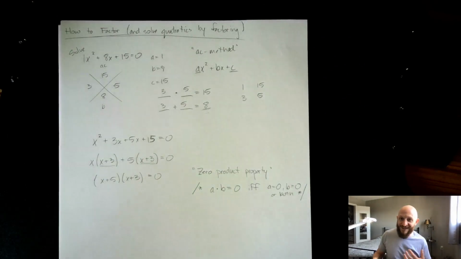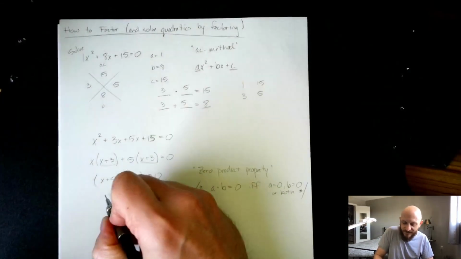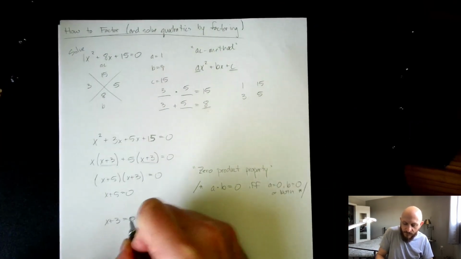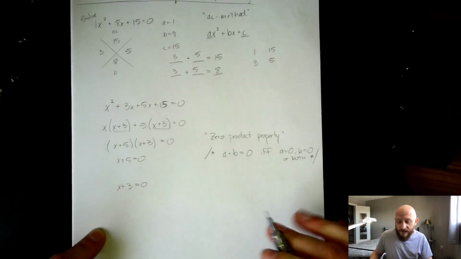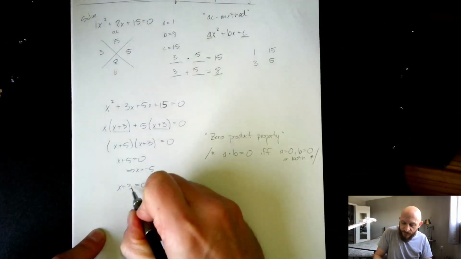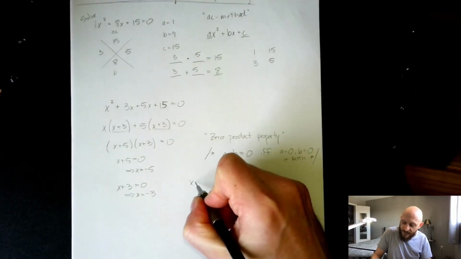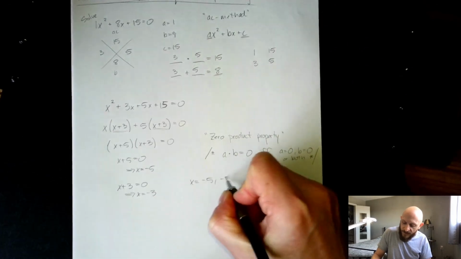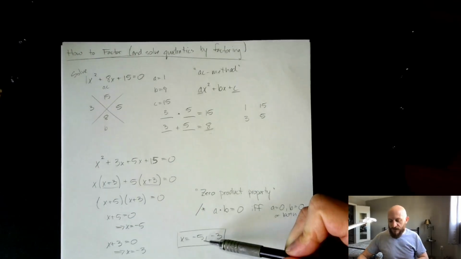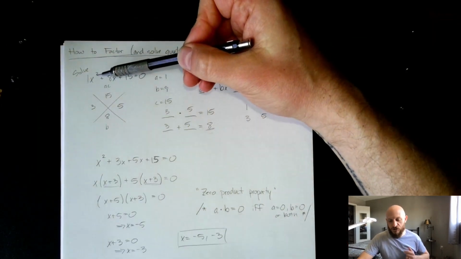So in practice, in order to solve this, I just break this up into two different equations: x plus 5 equals 0 and x plus 3 equals 0. And then I solve them for x. So x plus 5 equals 0, x equals negative 5. x plus 3 equals 0, x equals negative 3. So those are the solutions: x equals negative 5 or negative 3. And if you wanted to double check, you could plug either of these back into the original equation, and it should come out to 0.